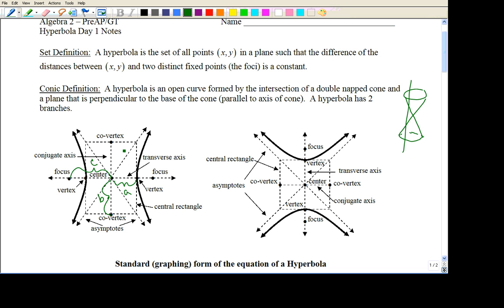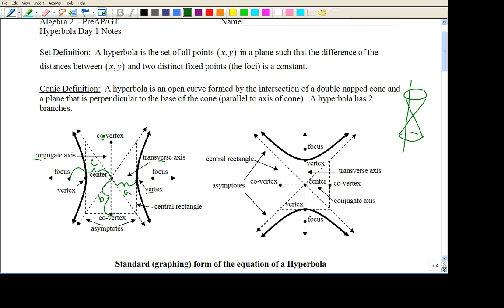Now we also have two axes. Instead of the major axis and the minor axis of an ellipse, we'll have the transverse axis and the conjugate axis. To remember these, the transverse axis will go through the vertices, so see the letters V-E-R. And then for the co-vertices connecting between those, we have the conjugate, so you have the CO and the CO. So the conjugate axis is between the co-vertices, and the transverse is between the vertices.